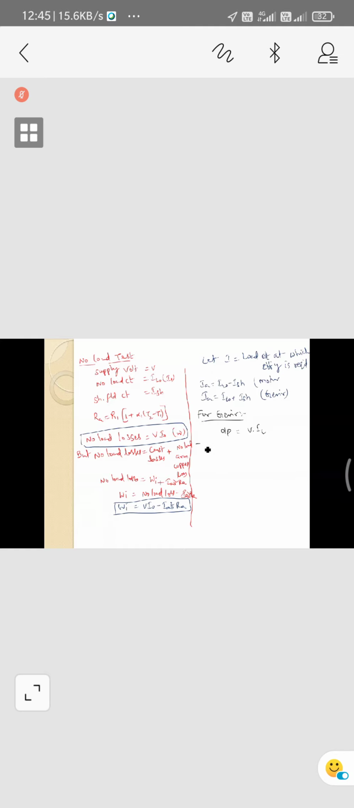So what are the total losses here? The total losses are the copper losses and the iron losses. The total loss is IA square RA plus the iron losses. But IA for the generator is IL plus ISH, so the total loss is (IL plus ISH) square RA plus iron losses.